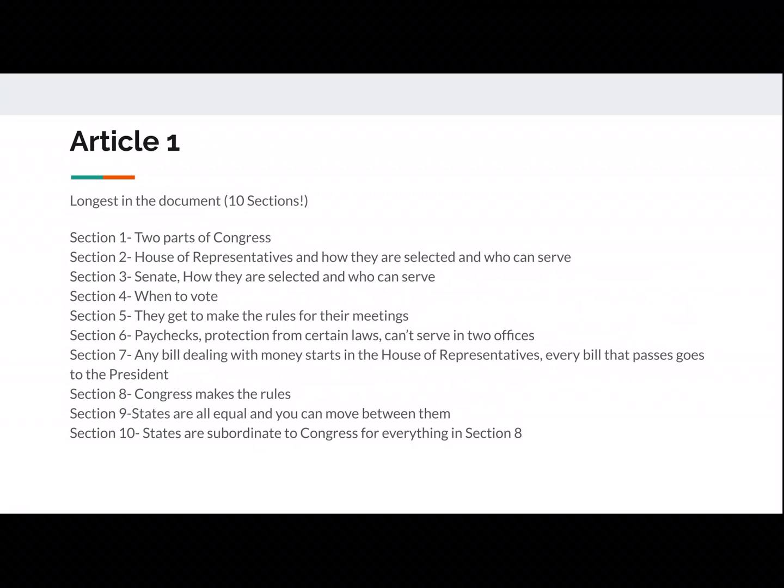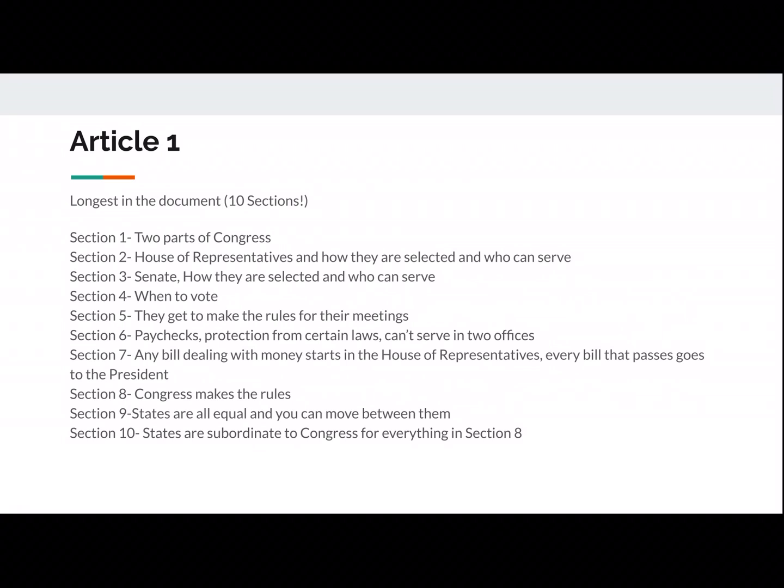Section 1, there's 2 parts to Congress. Section 2, there's the House of Representatives and how we select them and who can serve in there. Section 3, it's the Senate, how they are selected and who can serve. Section 4 is when to vote. Section 5 is they get to make rules for their own meetings. Section 6 covers paychecks, protection from certain laws, and that they can't serve in 2 offices. They have to put all of their efforts into Congress when they are serving there. Section 7 is any bill dealing with money has to start in the House of Representatives, and every bill that passes goes to the president. It's one of those checks and balances we've talked about.